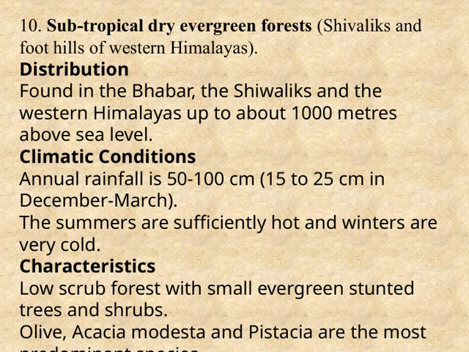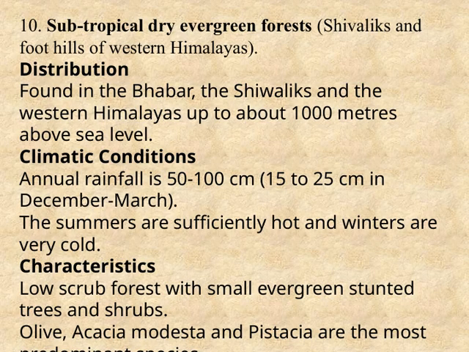Now, let's talk about the subtropical dry evergreen forests, which are found in the Shivaliks and the foothills of the western Himalayas. These forests are quite unique in their distribution, as they are primarily located in the Bhabar region, the Shivaliks, and the western Himalayas, up to about 1,000 meters above sea level.